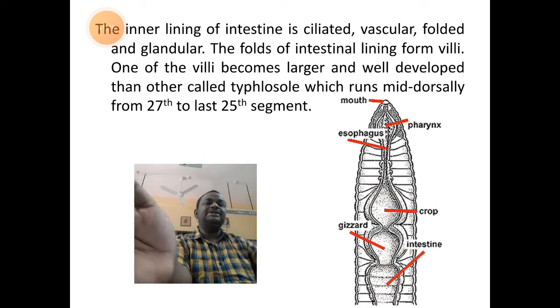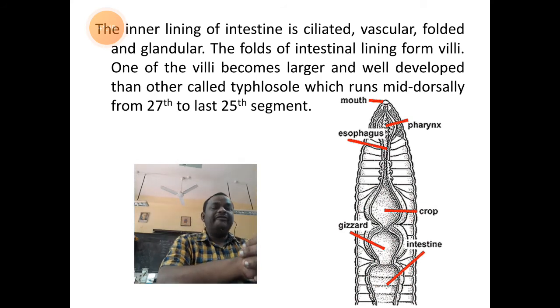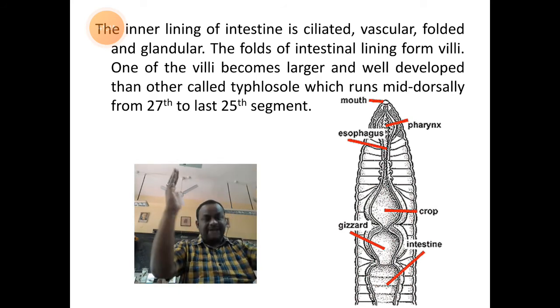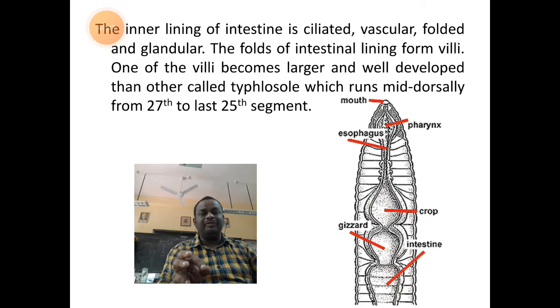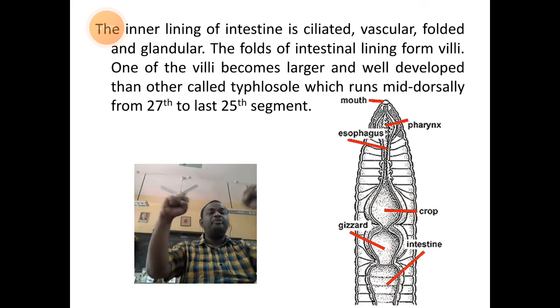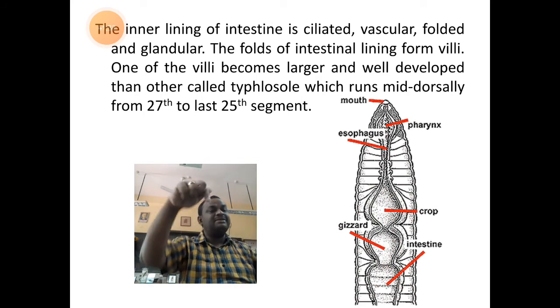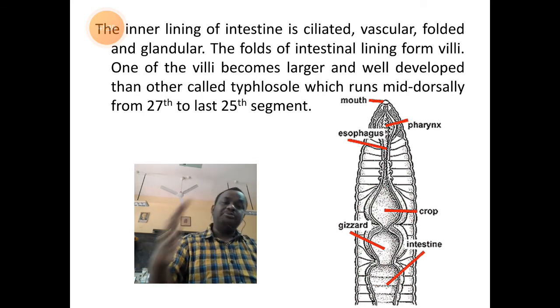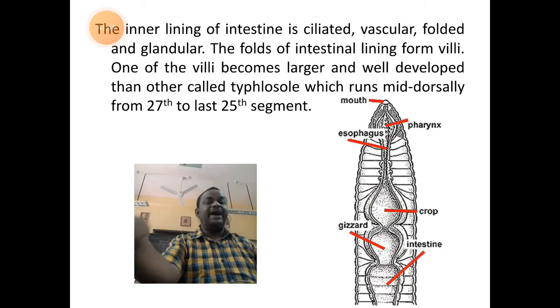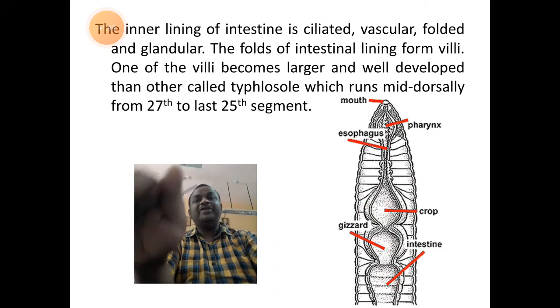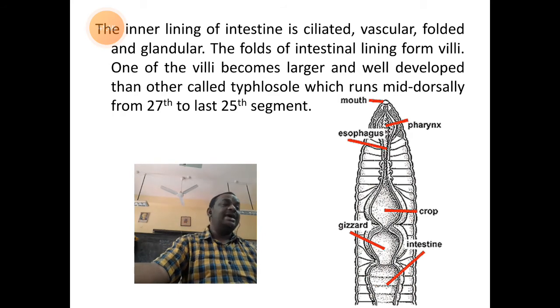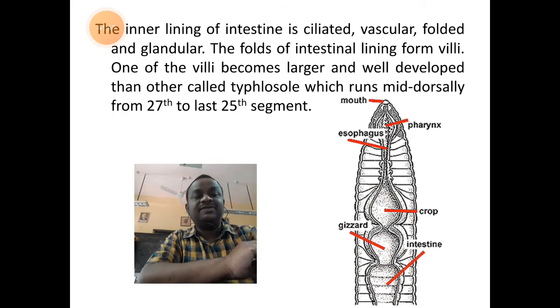So, that is the importance of the typhlosole. Wherever you find a typhlosole, it is nothing but a very large microvillus or villi structure which has a ciliated lining, is highly vascularized, and helps in more absorption. So, nutrients of the food are absorbed much more by this typhlosole. The absorption process is facilitated by the structure of the typhlosole, which starts from the 27th segment, excluding the last 25 segments.